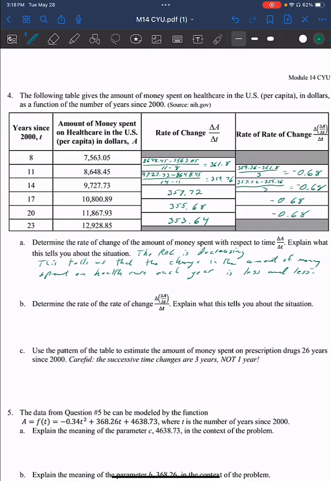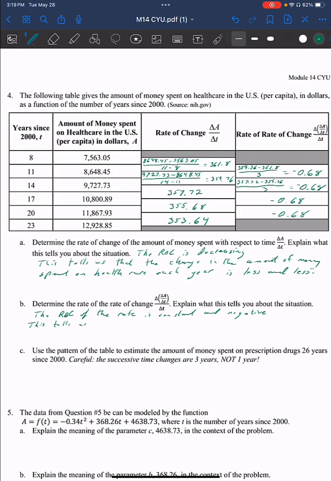And so this tells me the rate of change of the rate is constant and negative. And because of this, this tells us that the rate of change is decreasing by a constant amount of $0.68 per year every year. So let me try to write that out.